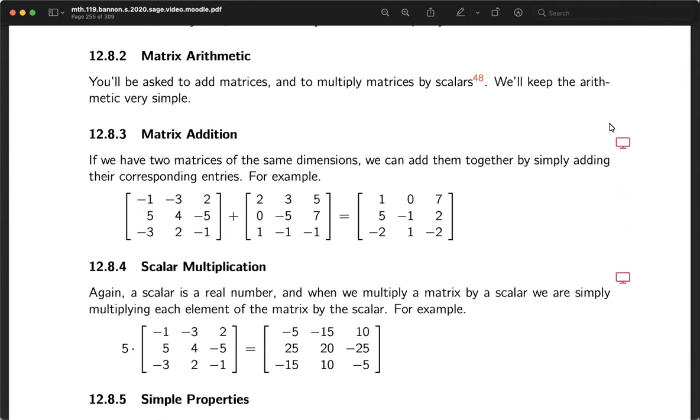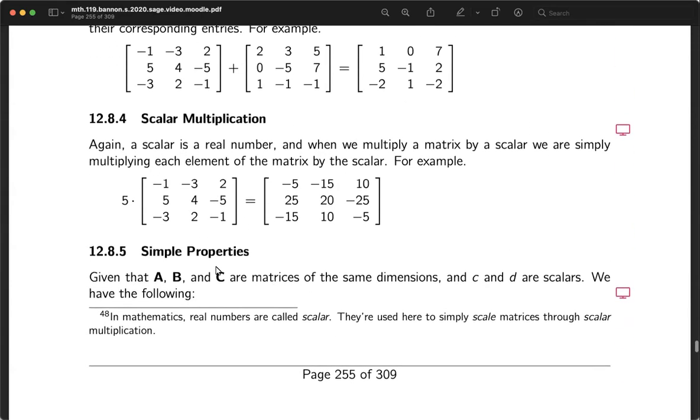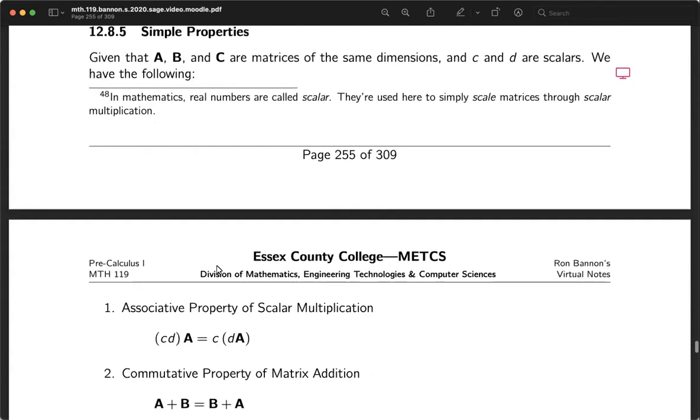Again, for those students wishing to look at little tiny videos instead of an entire lecture, if you're glazing over, you can certainly watch those tiny videos. They're helpful. We're going to talk about simple properties of matrices. Again, nothing to memorize. Hopefully you start to understand these properties.